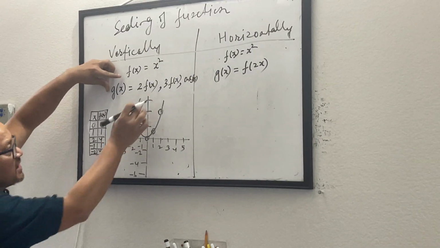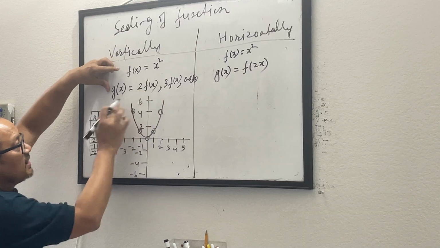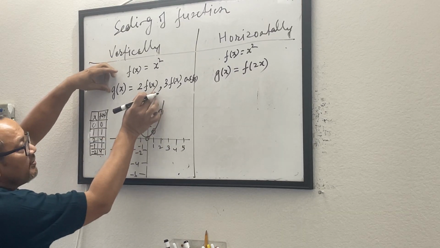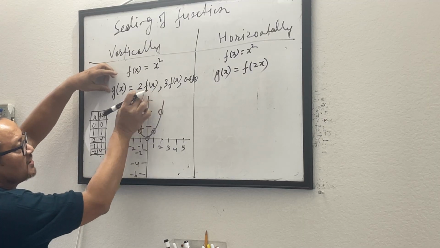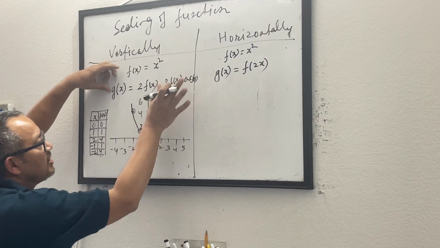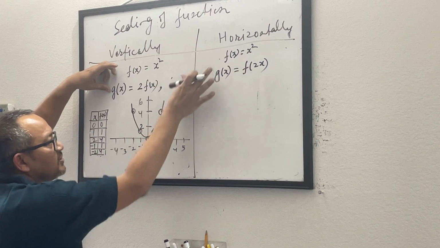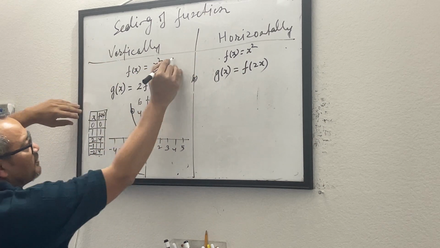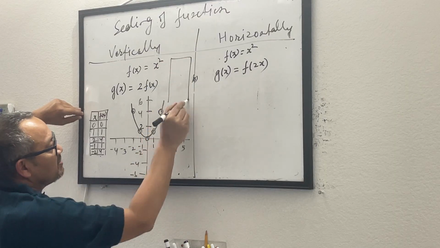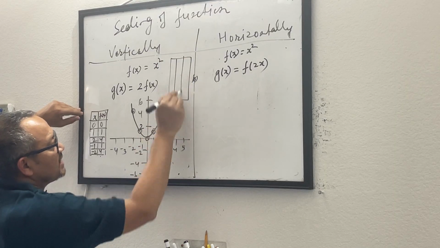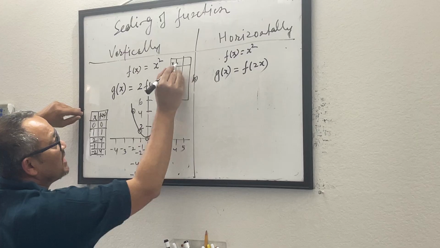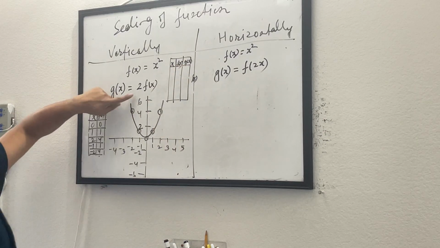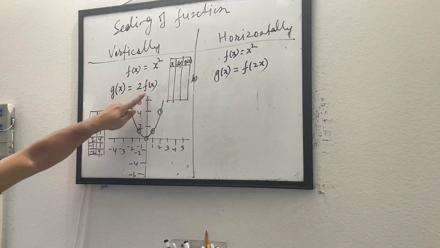Let's pick this example. g(x) is another function, a transformed function made by multiplying our previous function by 2. If I try plotting it, I'll make a table, and this time I'll have 3 columns: x, f(x), and g(x). And we are looking at this relationship: g(x) is 2 times the f(x) value.